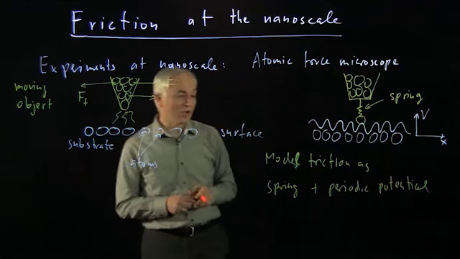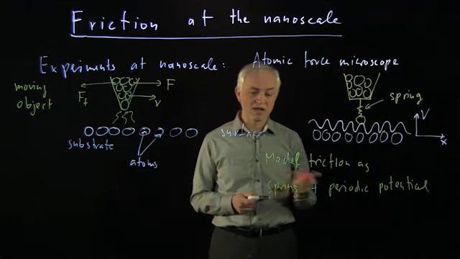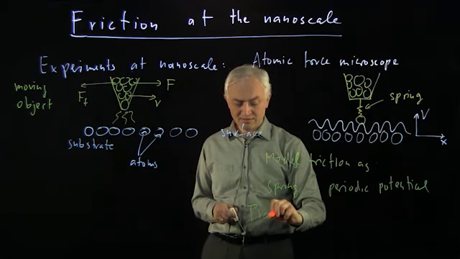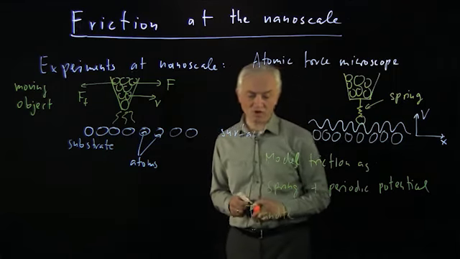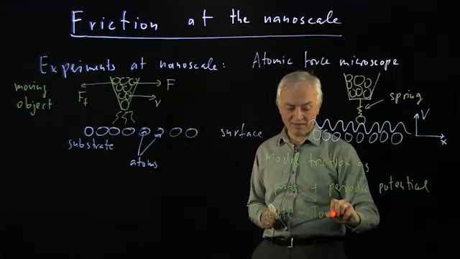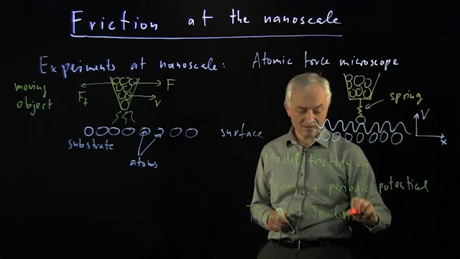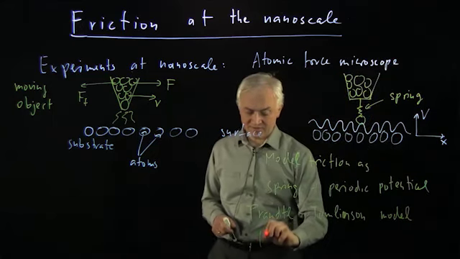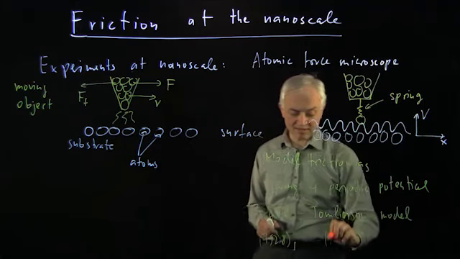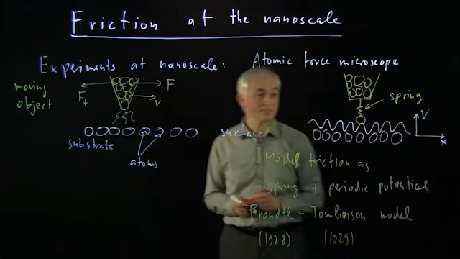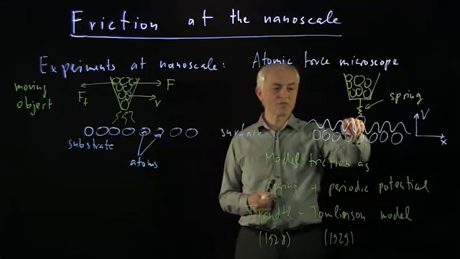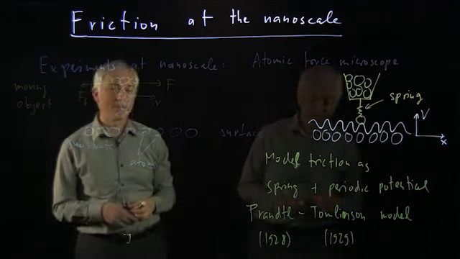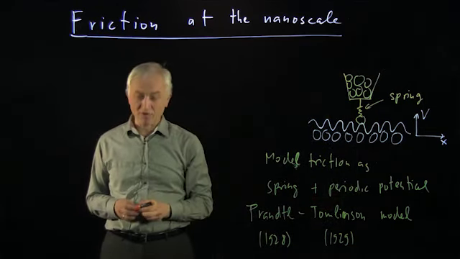This is a very simple model, and it was first introduced about 90 years ago by a German physicist called Prandtl, and by another physicist called Tomlinson, and this is called the Prandtl-Tomlinson model. They introduced it in 1928 and 1929. And it turns out that this very simple model of a spring and the periodic potential captures much of the essence of nanofriction. So as physicists, now we have a spring and the periodic potential.